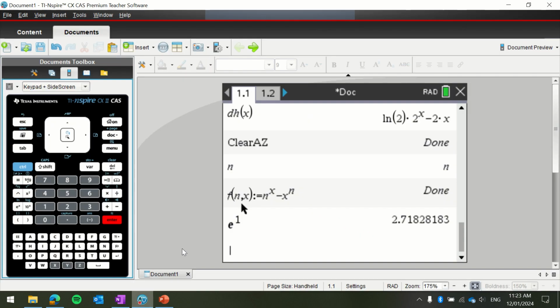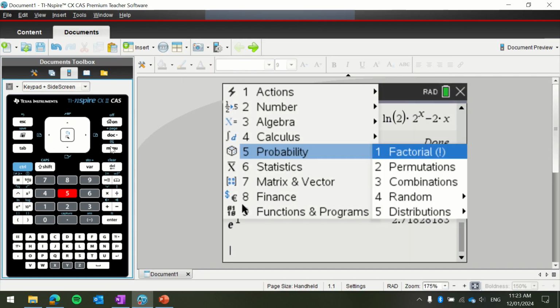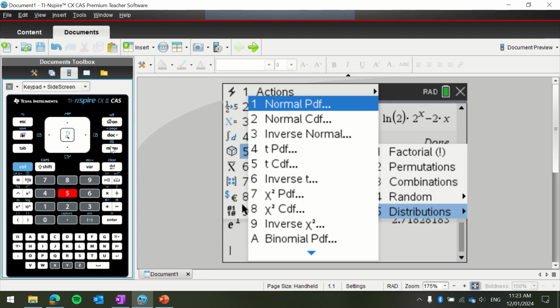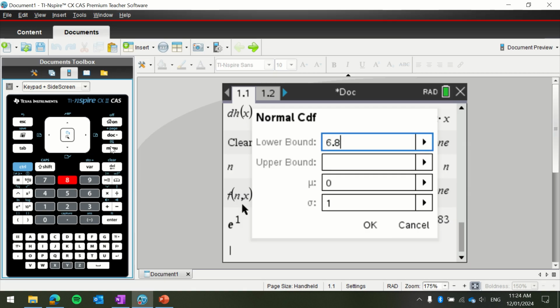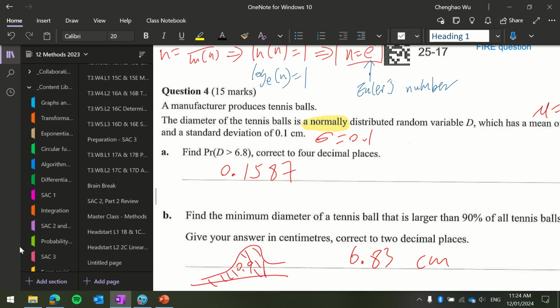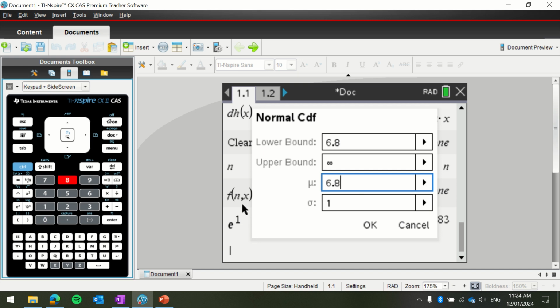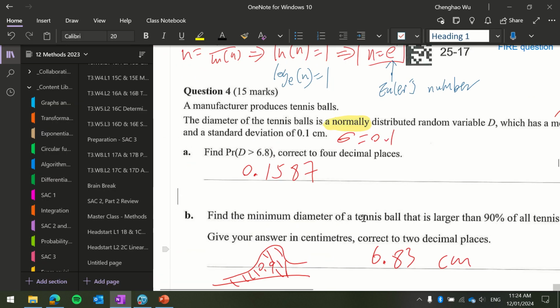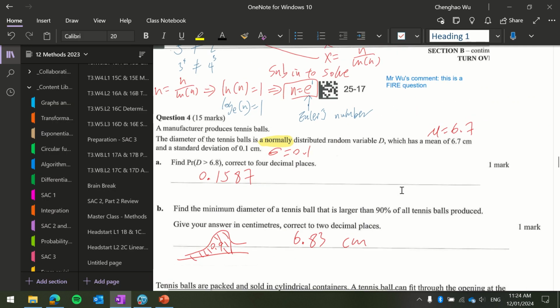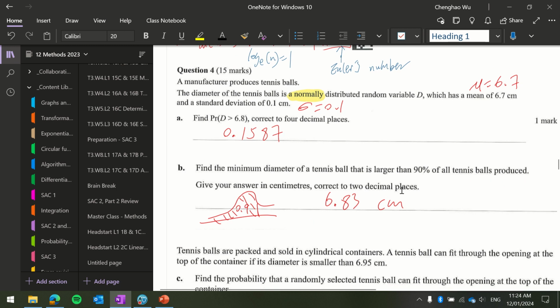So that is a calculator question. So probability, distribution, normal CDF. So the lower bound is 6.8, the upper bound is infinity. Mean is 6.7. Standard deviation is 0.1. 0.1587, correct to 4 decimal places. And then it says find the minimum diameter of a tennis ball that is larger than 90% of all tennis balls produced. Give your answer in centimeter, correct to 2 decimal places.